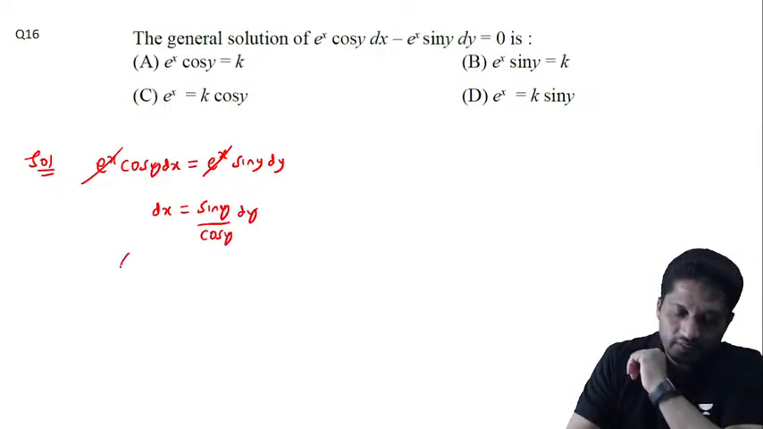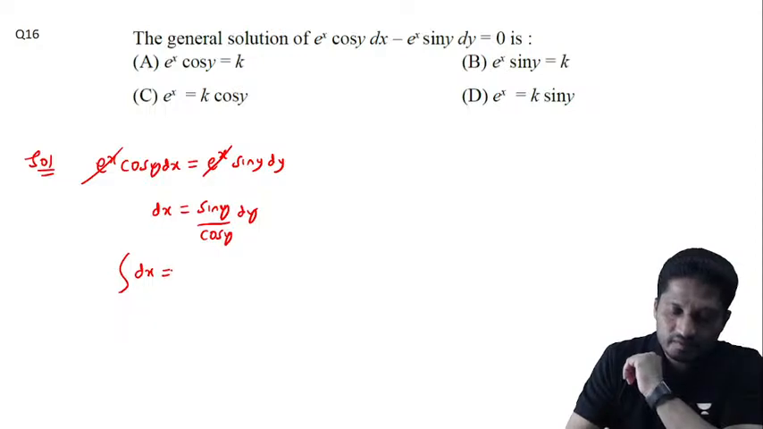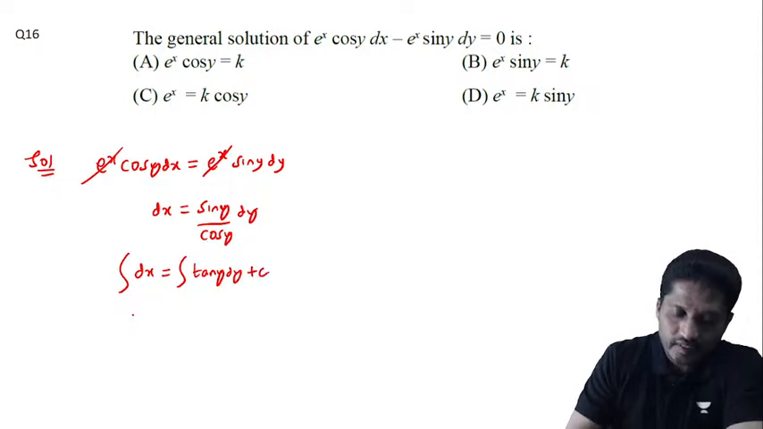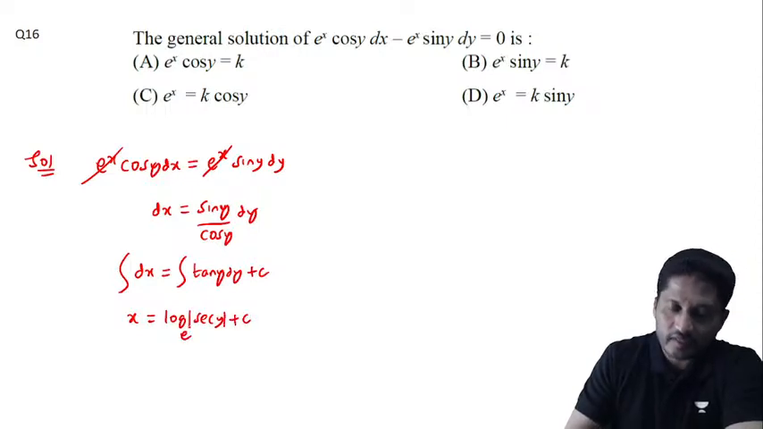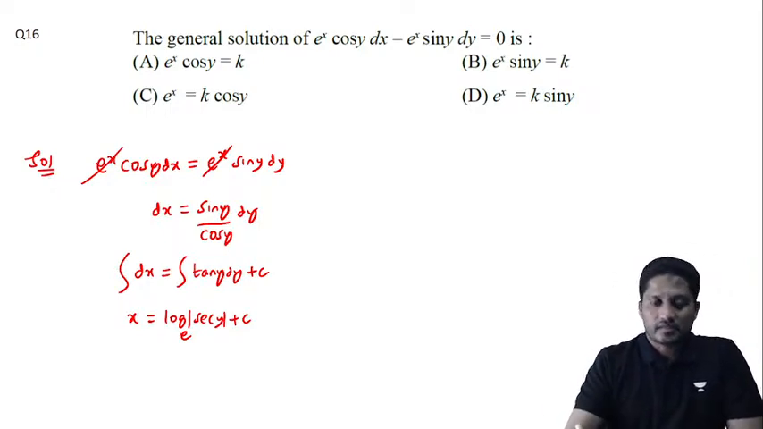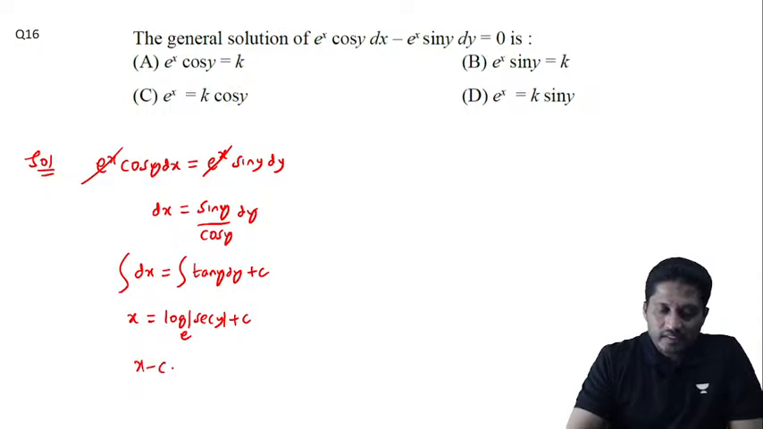Now if I integrate, integration of dx is equal to integration of tan y dy, and then plus c. Integration of dx is x, integration of tan y is log sec y, and plus c. It's understood when you write log, it is to the base e. Now there's no option like this. Alright, x minus c is equal to log to the base e of sec y.